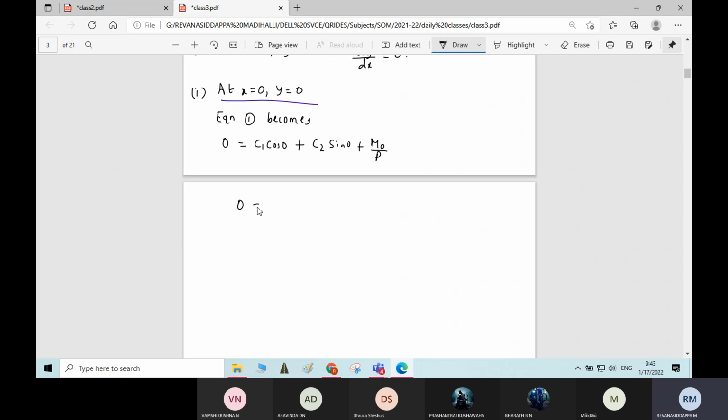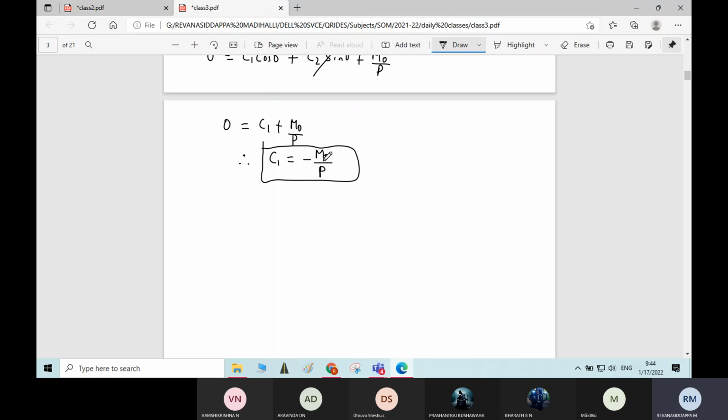Therefore 0 is equal to c1 cos 0. Cos 0 is 1, so c1, plus sin 0 is 0, plus M0 by P. By this you will get the value of c1. Therefore c1 is equal to minus M0 by P. Now we got the expression for c1.